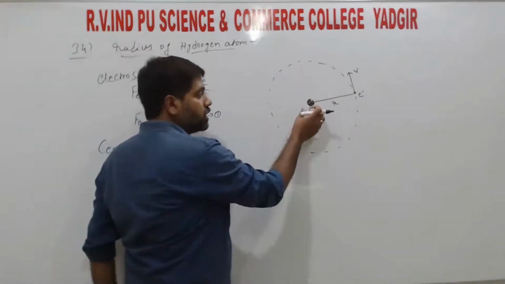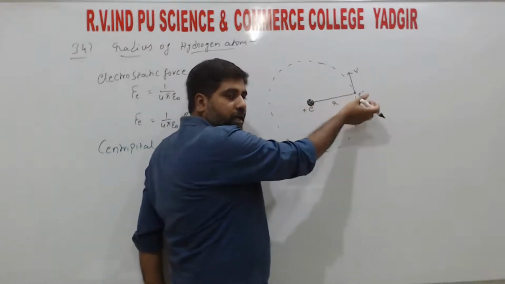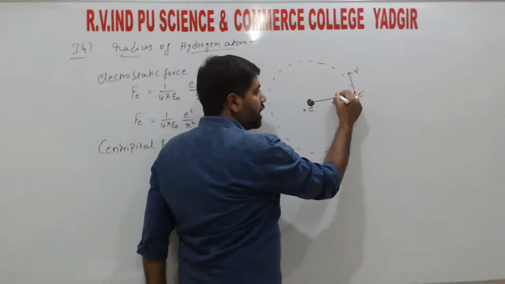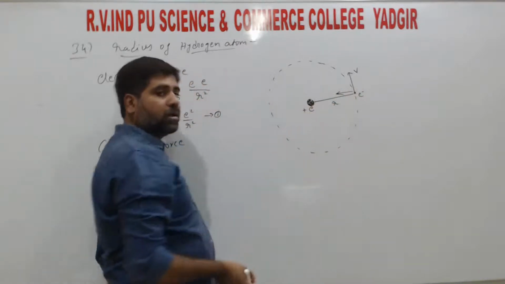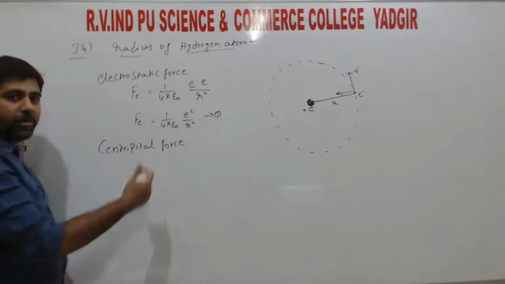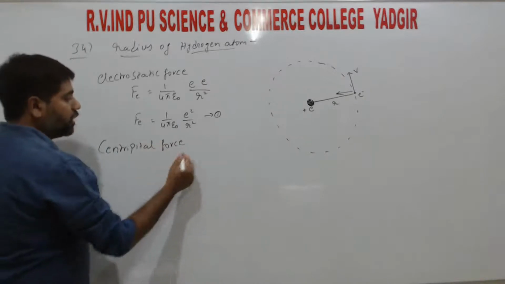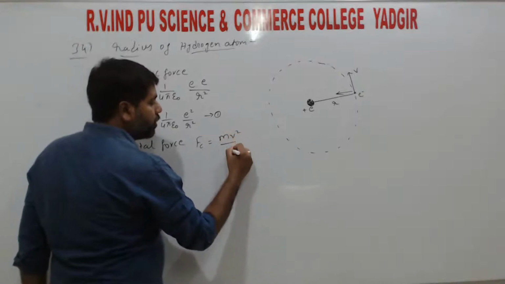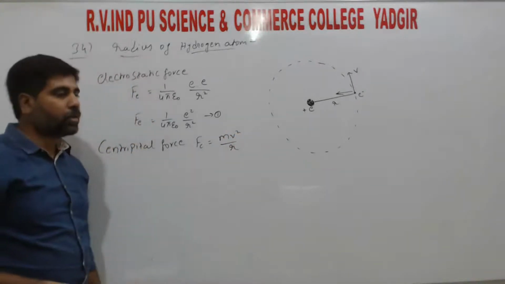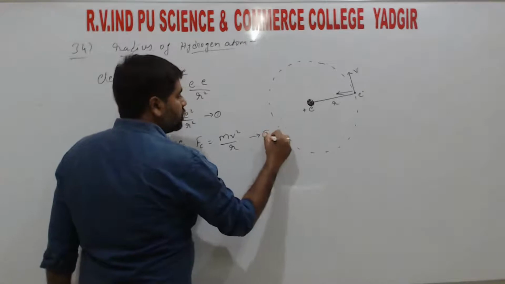So here also, we have a positive charge and a negative charge, so there is an attractive force, right? And also the centripetal force is always towards the center, right? So both act in the same direction. So the centripetal force Fc is equal to mv square divided by r, right? Calling this one the second relation.